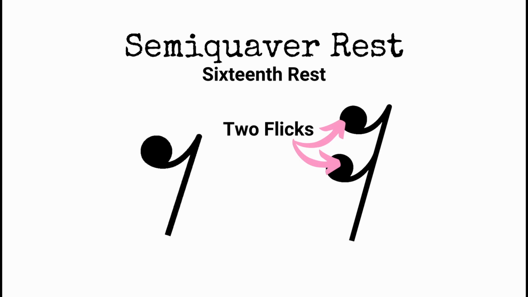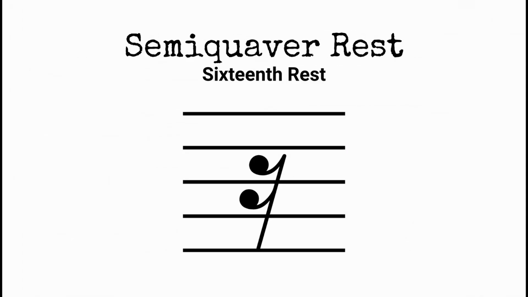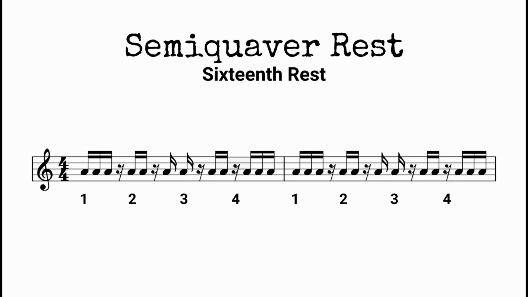The semiquaver rest should sit in the middle of the stave, with the highest of the 2 little blobs sitting neatly in the 3rd space from the bottom, and the lower sitting in the 2nd space. Let's listen to an example of a semiquaver rest in practice.